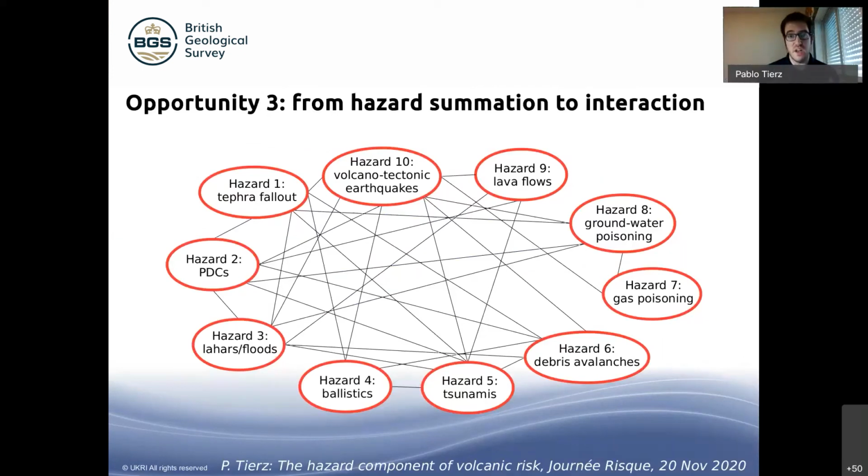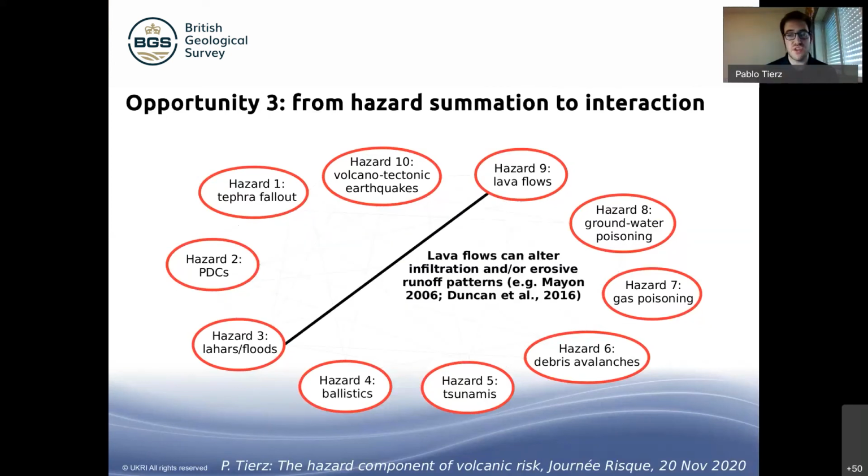In general, there's been a lot of hazard summation approaches in the literature, but very few hazard interaction approaches, as I have just shown in the case of Lahars. And these are 10 possible hazardous events that can occur at volcanoes and possible interactions between them. So it's a very, very complex system when we're trying to quantify those.